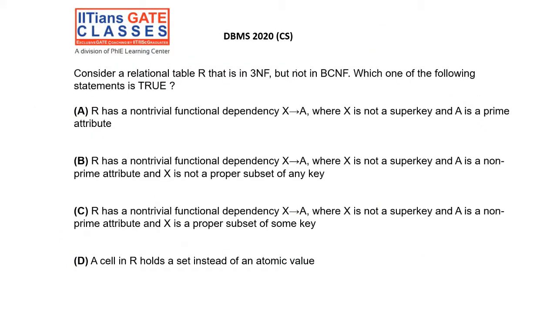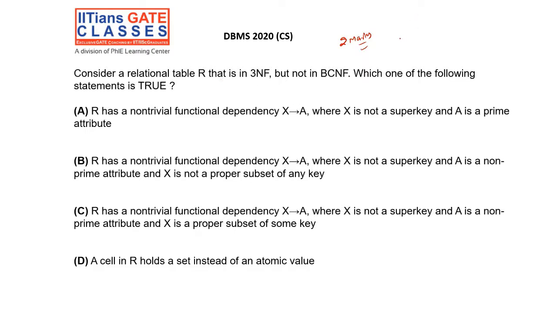So let's see the next question. This question is a 2 marks question. And this question comes from normalization. Consider a relation table R that is in 3NF but not in BCNF. Which one of the following statements is true? So a relation R that is in 3NF but not in BCNF. So 4 points are given, A, B, C, D. We have to tell which one of the following statements is true.